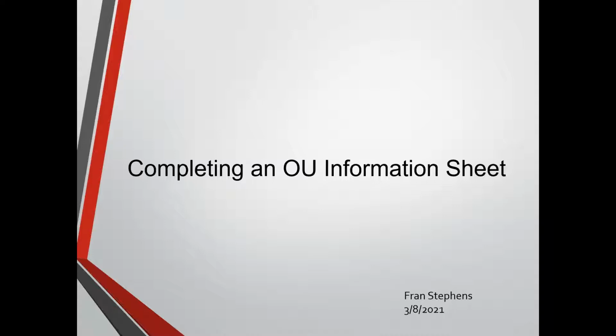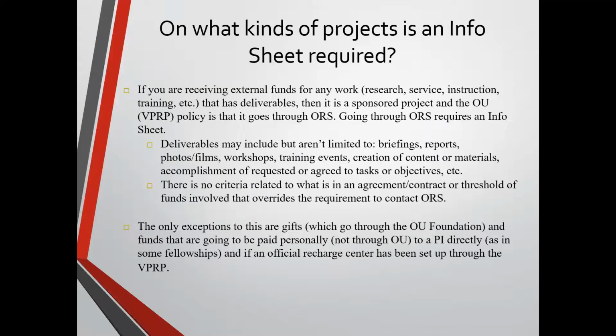Okay, welcome. The first things we're going to do is a few slides that talk about why you need to do an information sheet and when to do one. So what kinds of projects require an information sheet? Anytime you're doing external funds for any type of work that has deliverables, then you need to do an information sheet because it should be going through the Office of Research Services. This can involve anything like research, service items, instruction, training.